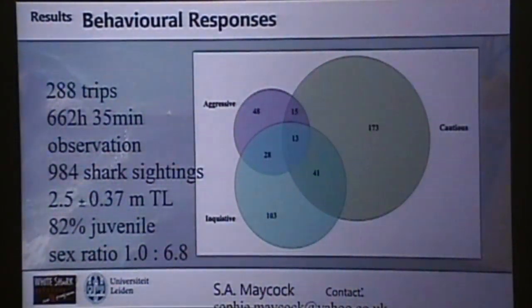So when we pull all of these sightings together and look at their behavior, you can see in this Venn diagram, we found that cautious behavioral state was the one we observed most commonly. And interestingly, we found that aggressive was the state that we saw least commonly. But we did also find that sightings of sharks which were both cautious and inquisitive behavioral states were very common, so there were some crossovers.